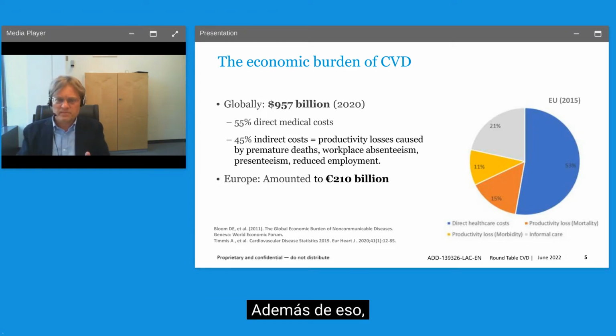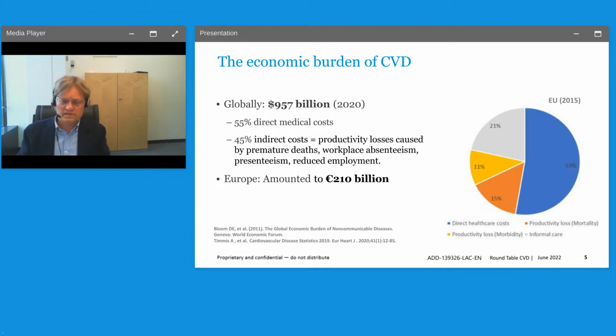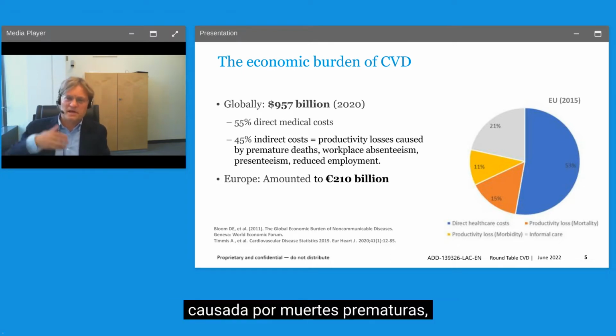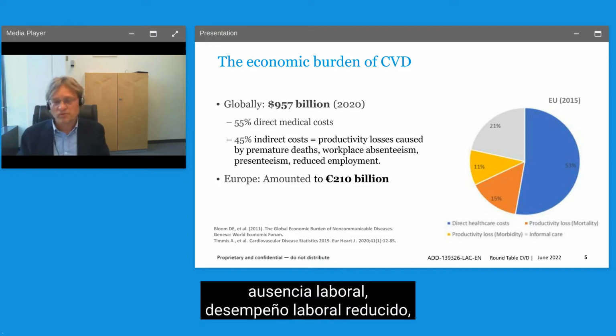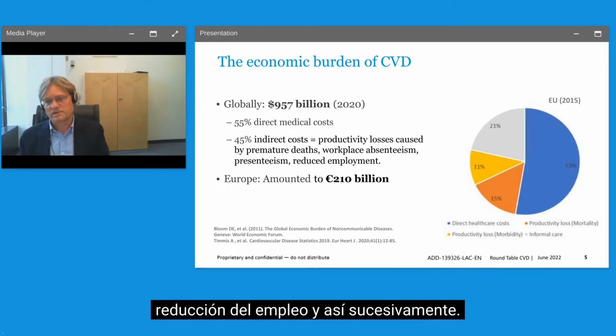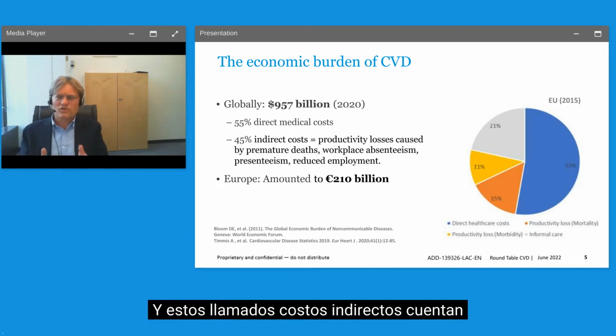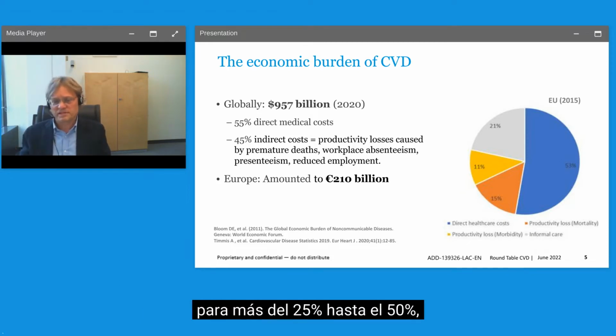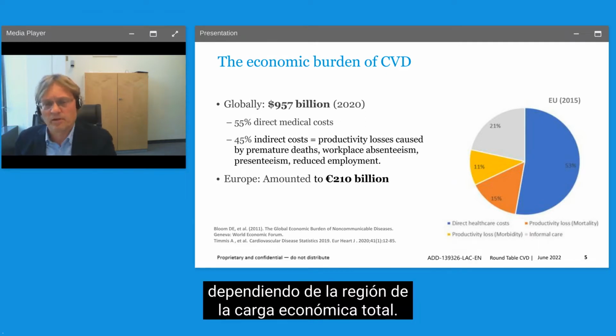And in addition to that, there's a huge loss in productivity. That is caused by premature death, absence from work, reduced work performance, reduced employment, and so forth. These so-called indirect costs account for more than 25%, up to 50% depending on the region, of the total economic burden.